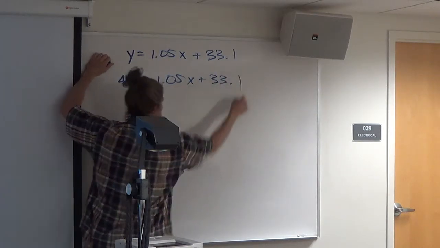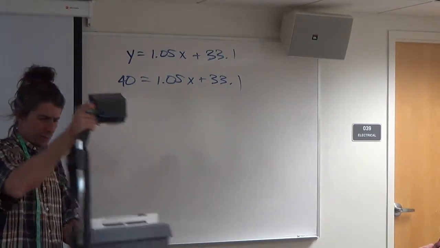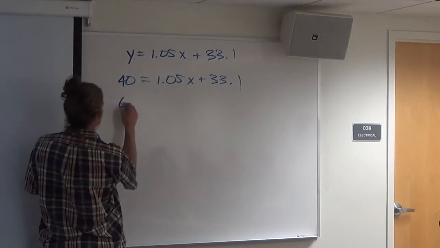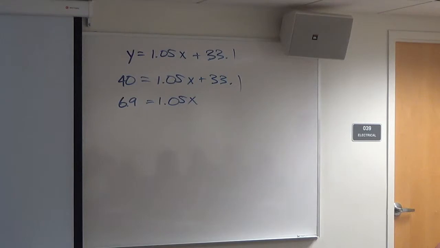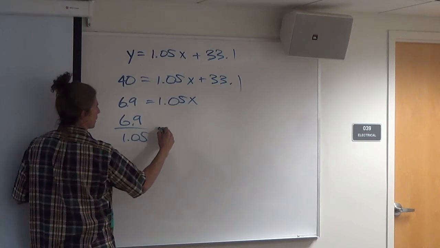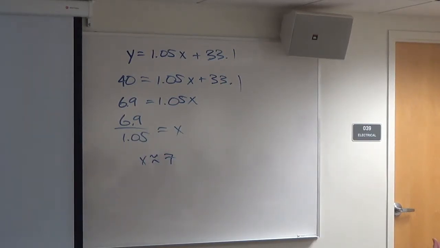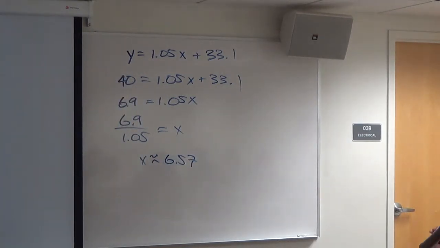Is this in the way? We okay with this thing right here? Let's solve away. 33.1 over 6.9, I think. Check my math on this, friends. It is. Thank you. 6.9 divided by 1.05 is x. I'm going to call x approximately 6.57. We'll give you a little bit more accuracy. 6.57. Boom. Solved.